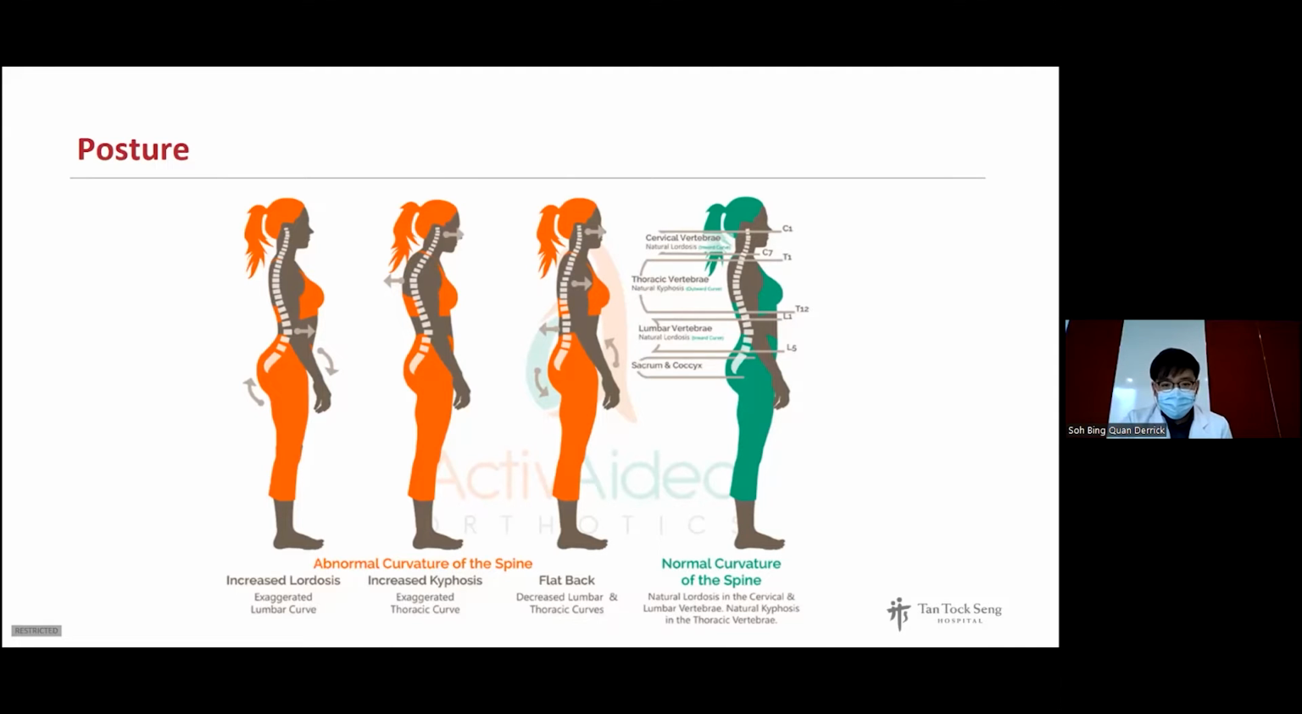Okay, so posture. You can see on this picture now, the normal curvature of the spine is actually slightly curved. You can see the lady in green. That's the normal curvature of the spine. You can see there's a slight curve, slight S shape. This is the normal curve. Once it reaches straight, like the one in the middle, flat back, that's where all the problems will come. Too curved also cannot. Too curved, then it will also result in a lot of problems. So you can see increased lordosis, increased kyphosis, flat back. Too curvy, no curve, also will cause a lot of pain. Okay.